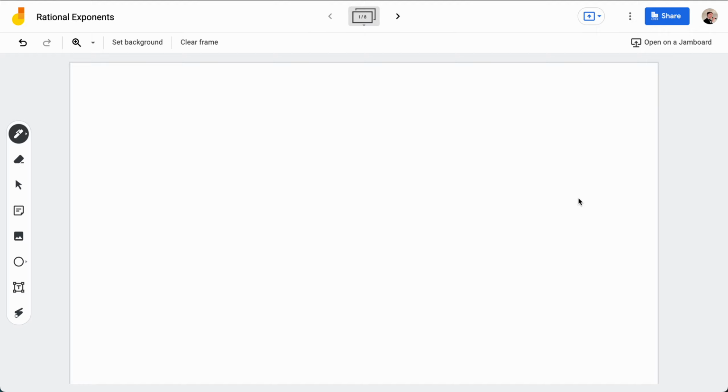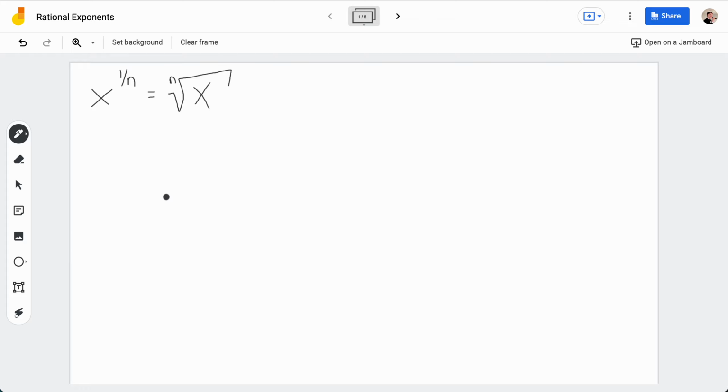Rational exponents is just a fancy way of saying exponents that are fractions. We're going to start with fractional exponents that have 1 in the numerator. So if I give you something like this, we just have x to the 1 over n, where n is some number. This means the same thing as the nth root of that number.